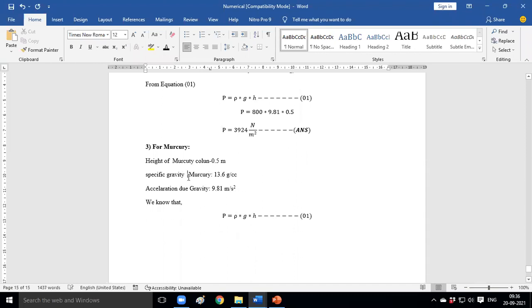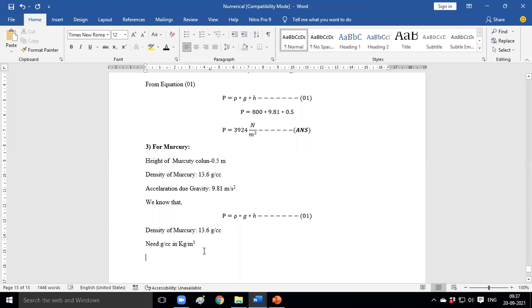This one, mercury. We can call it the density of mercury. Yes, the density of mercury is given in the numerical itself. The density of mercury is given as 13.6 gram per cc, but we don't require its value in gram per cc. We need to convert this value from gram per cc into which unit?